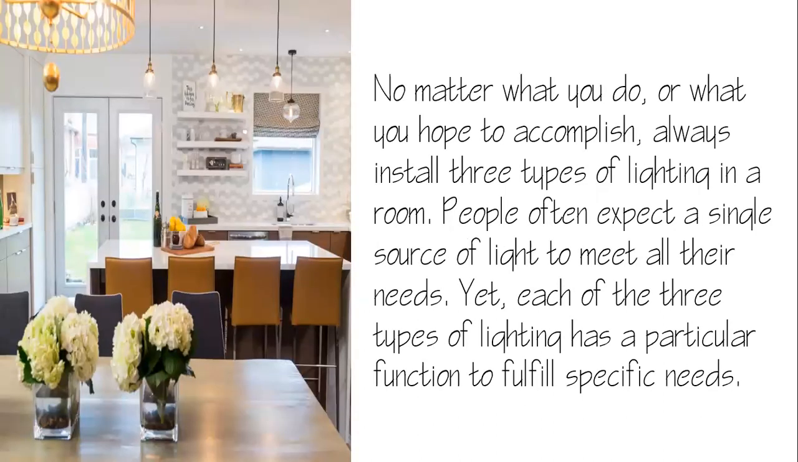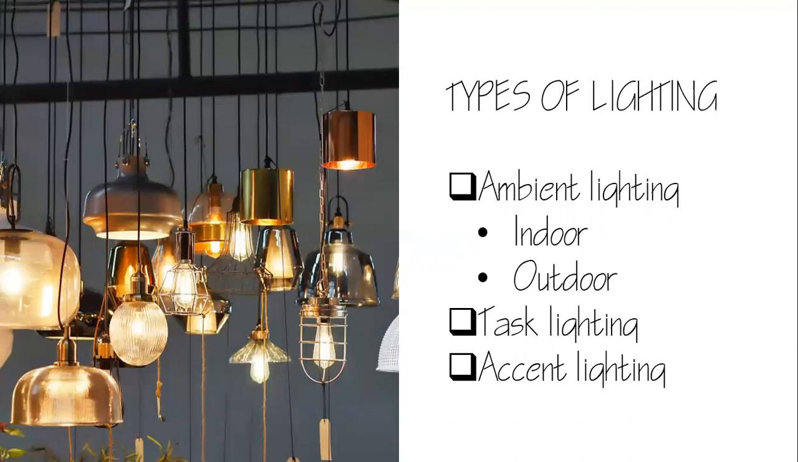So no matter what you do or what you hope to accomplish, always install three types of lighting in a room. People often expect a single source of light to meet all their needs, yet each of the three types of lighting has a particular function to fulfill specific needs. So we'll discuss these three types of lighting as we go along. The three types are ambient lighting, or what we know as general lighting, second is task lighting, and third is accent lighting.